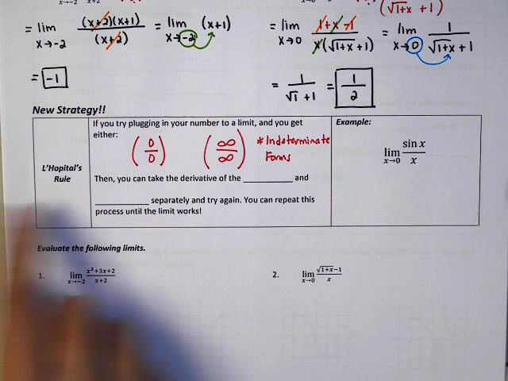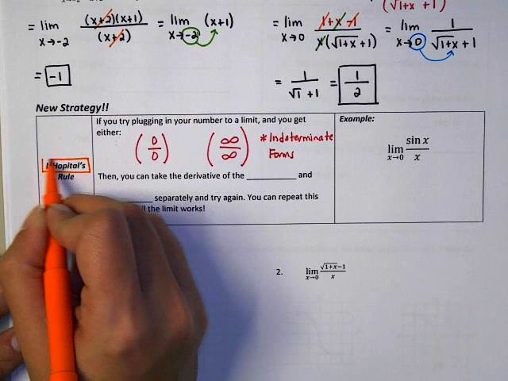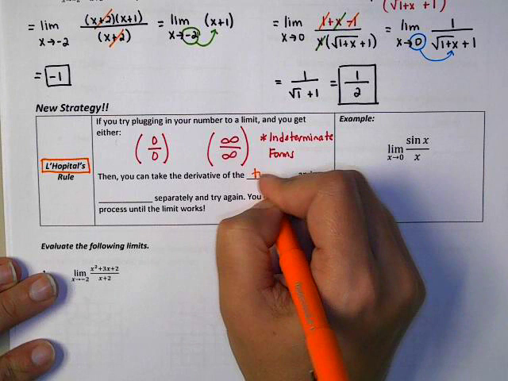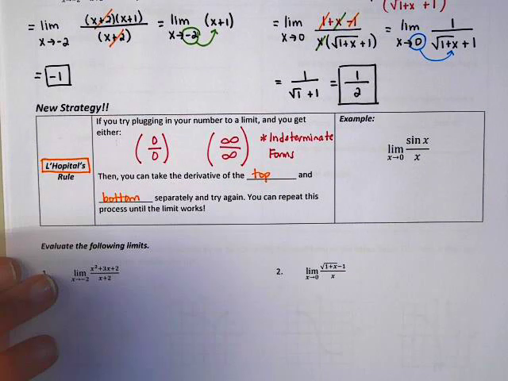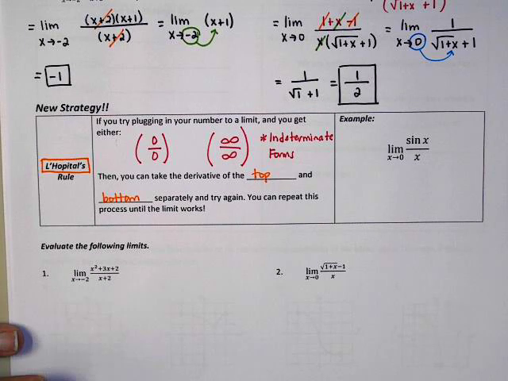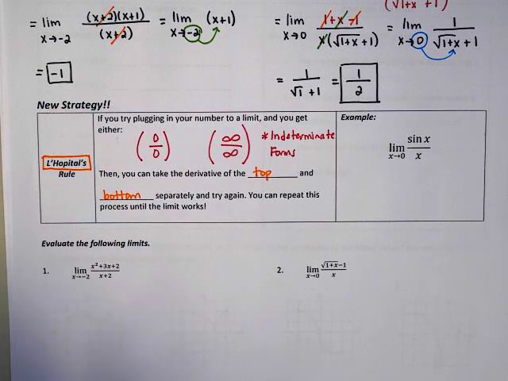Then what this rule, which is called L'Hopital's Rule, because it was discovered by a man whose last name was L'Hopital, is that you can take the derivative of the top and the derivative of the bottom separately and try again, which means you can try substituting. You can repeat this process until you no longer get an indeterminate form. What's really important here is that we need to show our work in a very precise way to be able to use this technique in order to communicate our thinking and what we did.